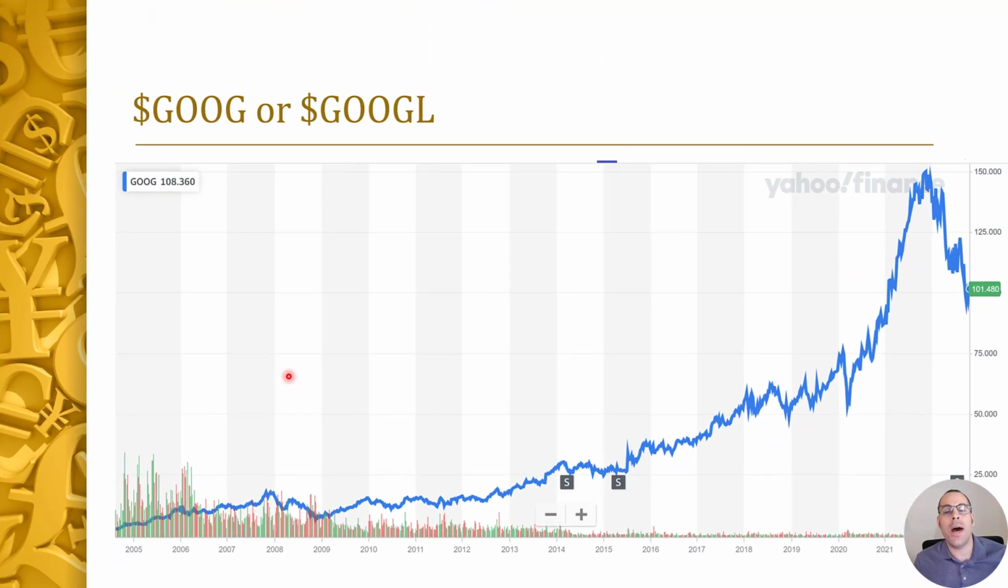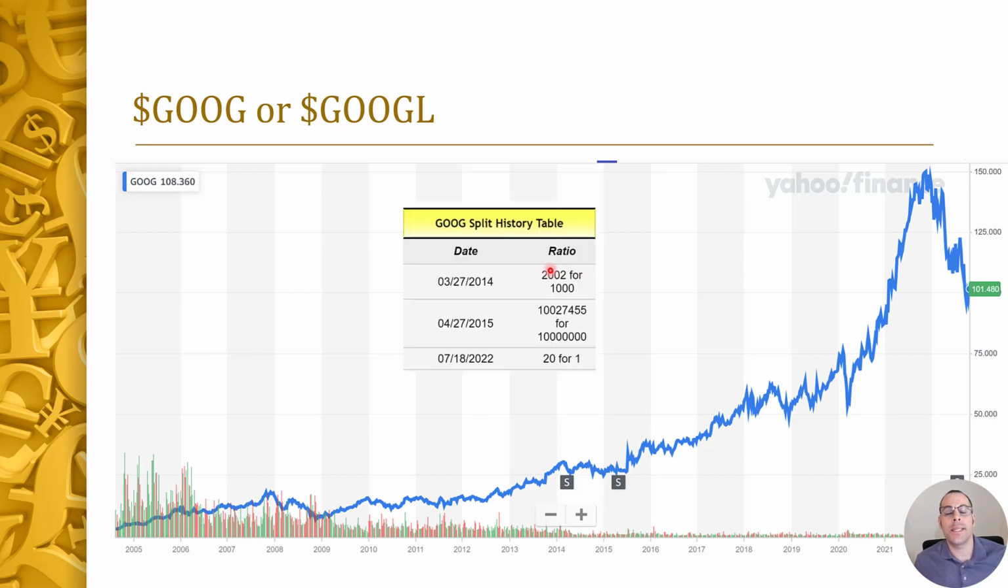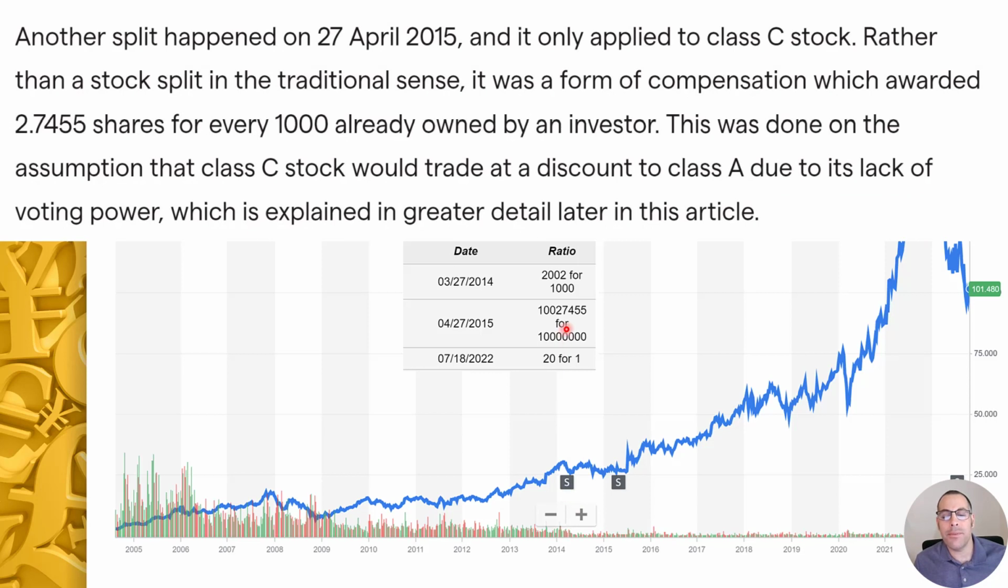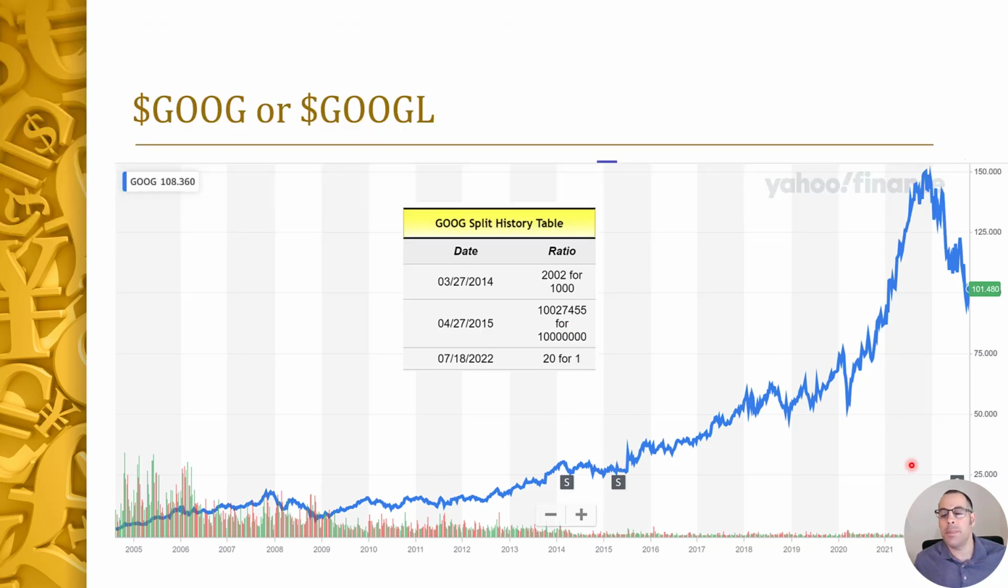But a profitable, healthy company over a long period of time might have a stock price chart that looks like this. This is Google's. It looks like that price was really low for a long time and then it shot up. And the reason it looks like this is because of regular stock splits. They did a 2-for-1 stock split in 2014. Then they did a 10,027,455 to 10 million stock split in 2015. But the real big stock split was in 2022, a 20-for-1.